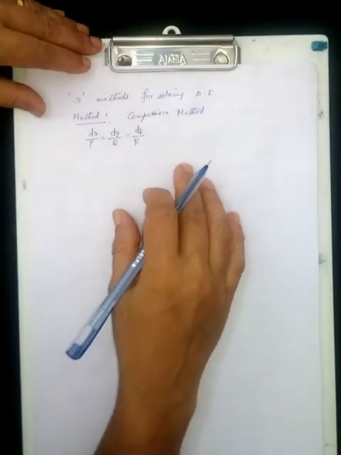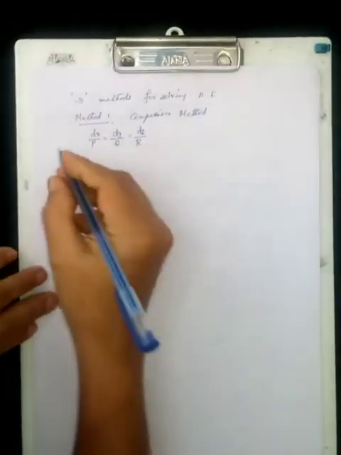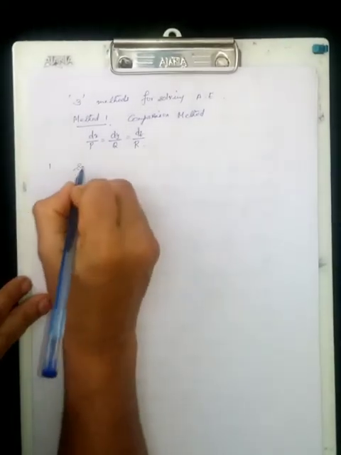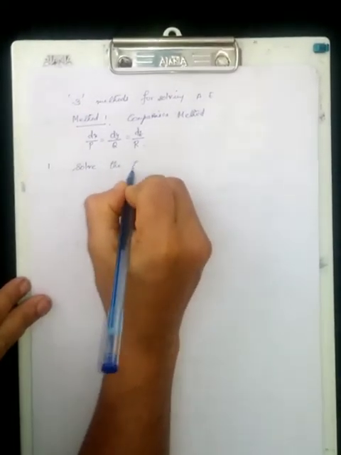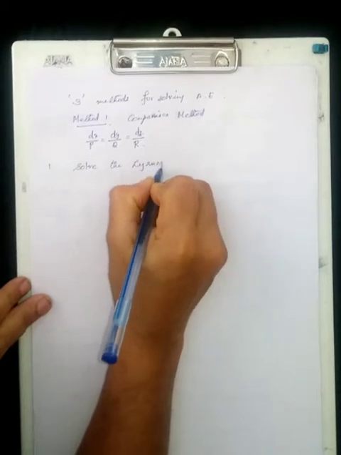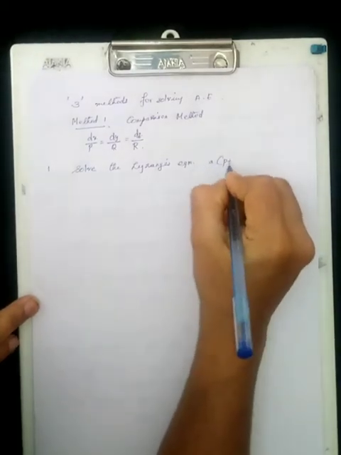So let us write the first question, question number 1. Solve the Lagrange's equation: xp + q = z.